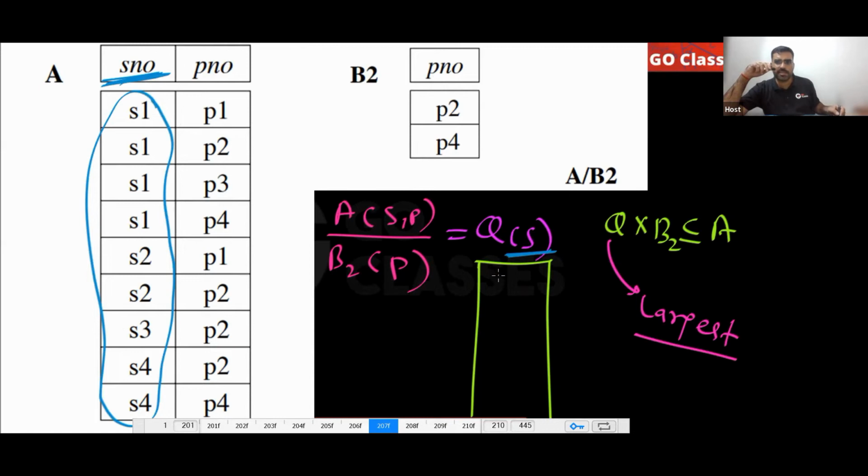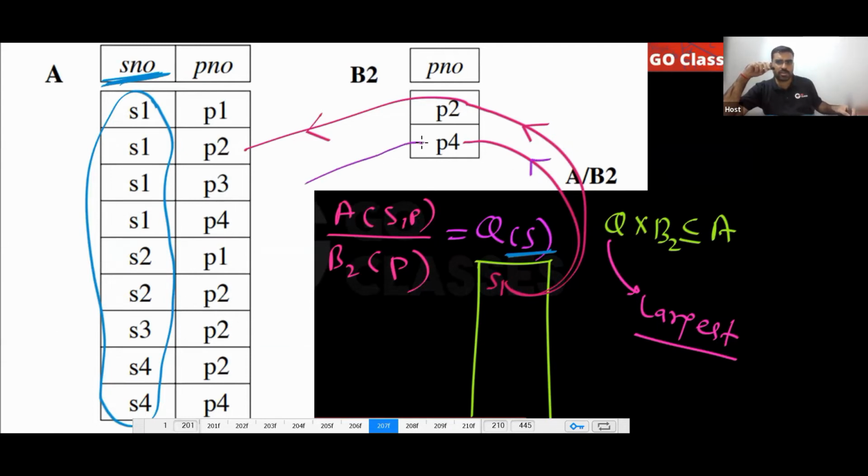So finally, I can say, can you put S1? So you are going in this direction. You put S1, then S1 P2 is here. And you can notice S1 P4 is also here. Agree or not? You are going in this direction, but you can go in the other direction also.